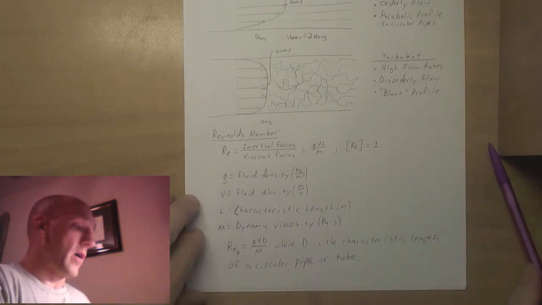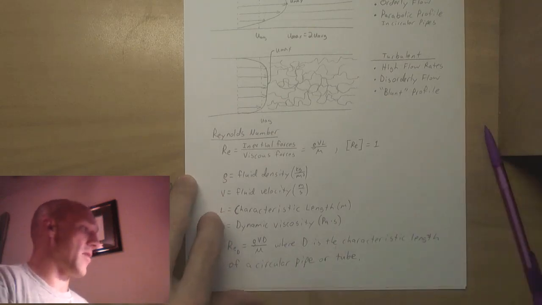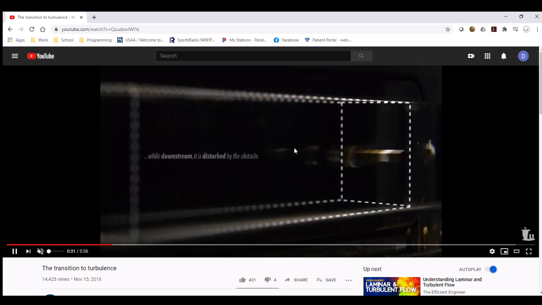Okay. Now, the transition between laminar and turbulent is probably best illustrated via a video. Okay. So the way this happens, these guys are going to introduce some dye here, and they have a little obstruction. And so basically, we have fluid flow over this little obstacle, and where the dye is placed.